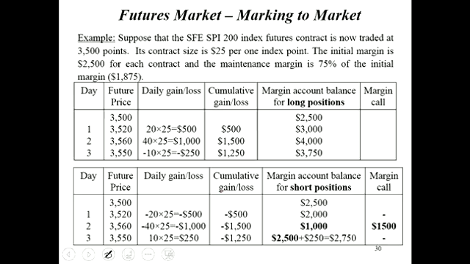And there's this other thing which is the maintenance margin, which is here. In this case, it's 75% of the initial margin. If you drop below that in terms of what's in your account, that's when you're going to get that margin call. So there's another line down here, the maintenance margin, and in this case, it's $1,875.